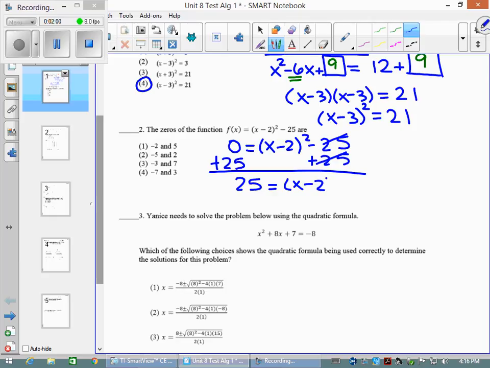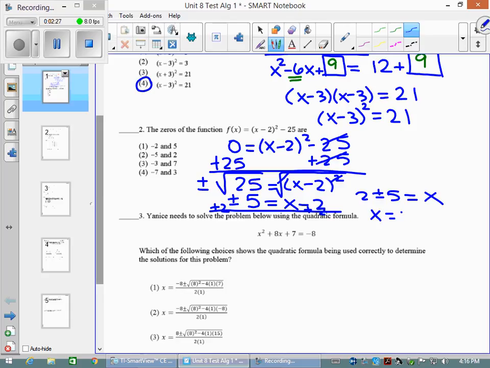I'm able to solve this using the square root method. I'm going to take the square root of both sides, not forgetting my plus or minus. So the plus or minus square root of 25 will give me the plus or minus 5. X minus 2 squared, square rooted, just gives me x minus 2. And then if I add 2 to both sides, I end up with 2 plus or minus 5 equal to x. I'm going to add 2 and 5, and then subtract 2 and 5 to get 2 answers of 7 and negative 3.